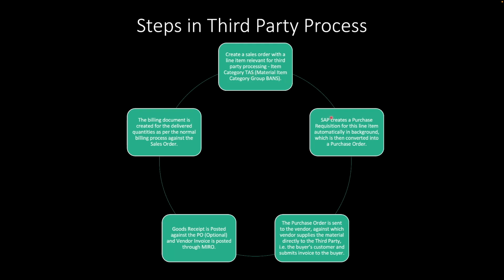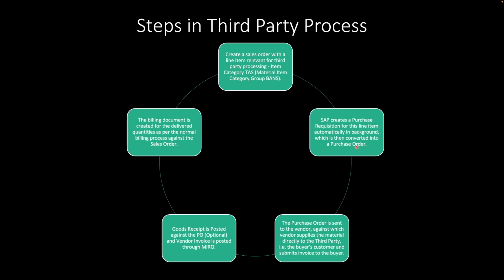And what will the system do in the next step? System will automatically create a purchase requisition in the background against which you can create a purchase order. And this purchase order will be a special procurement purchase order which will be for the third party. And the item category for this PO will be S.